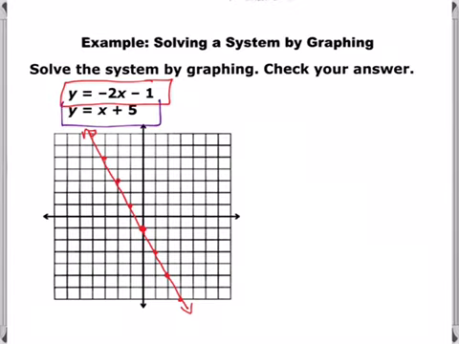We're going to do the same thing for the second equation. We're going to plot our intercept at +5. Apply your slope, up 1, right 1, up 1, right 1. We can go down 1, left 1 to get our points in the other direction. And so our graph looks something like this.